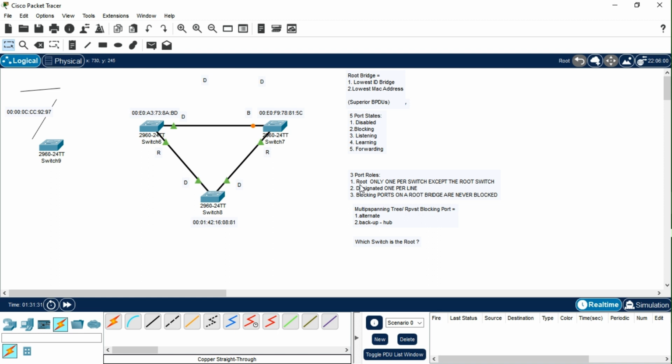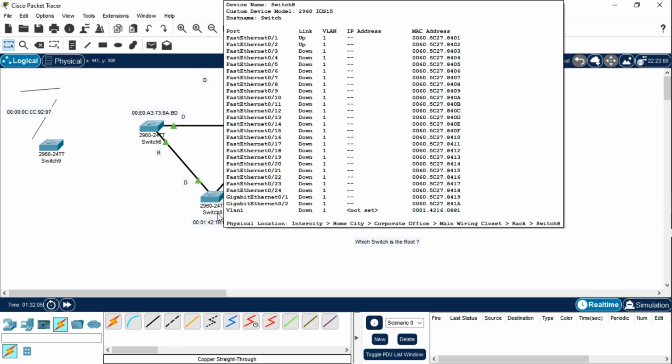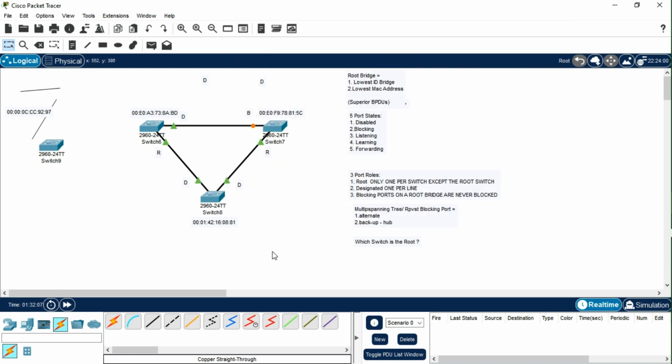Rule number 1, when it comes to determining which root port or root role, mind you, the root is forwarding towards the root bridge. The rule is only one per switch except the root switch. That means there's only one per switch except the root switch.